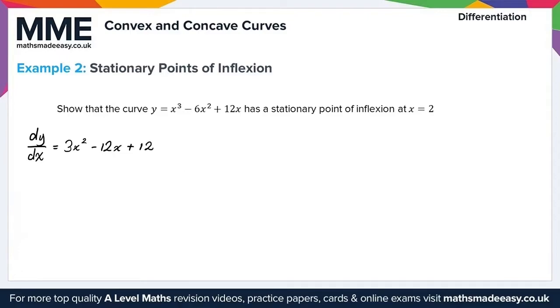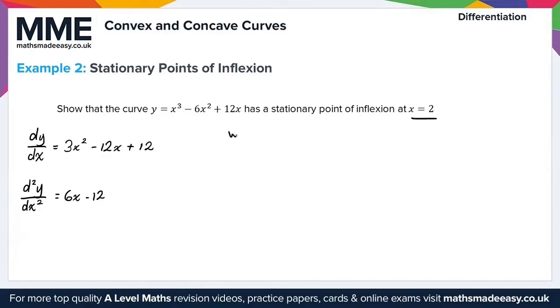We also now need to find the second derivative, so we're just going to differentiate dy by dx with respect to x. Going term by term, 3x squared gives us 6x. Differentiating minus 12x gives us minus 12. And for the plus 12, as that's a constant, if we differentiate it we just obtain 0. So now what we need to consider is this value of x equals 2. If we substitute x equals 2 into dy by dx, what we want to show is that dy by dx is equal to 0 when x equals 2.